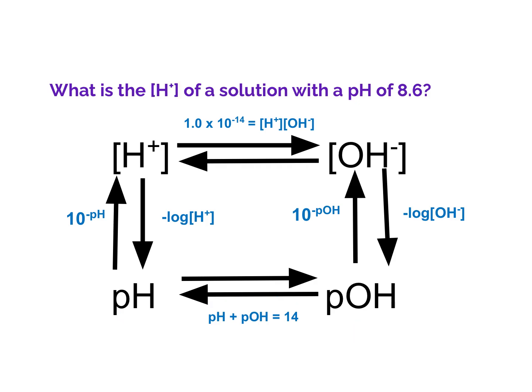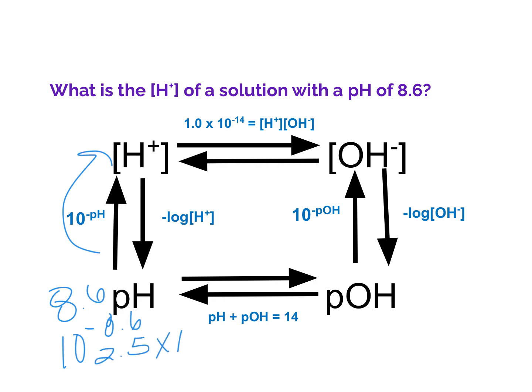And then finally, one more time through, we've got a pH of 8.6, and we want to get that H+. We're going to do 10 to the negative 8.6. And if you notice, this time it's not going to come out clean, so we actually do have to put that into the calculator. And when we put that into the calculator with 2 sig figs, it's 2.5 times 10 to the negative 9th. You're going to get a lot of practice with this.